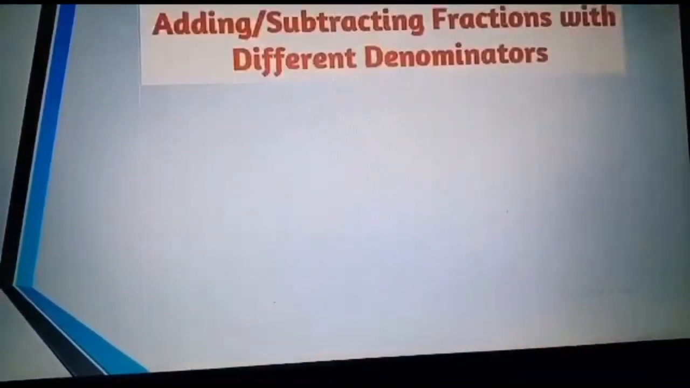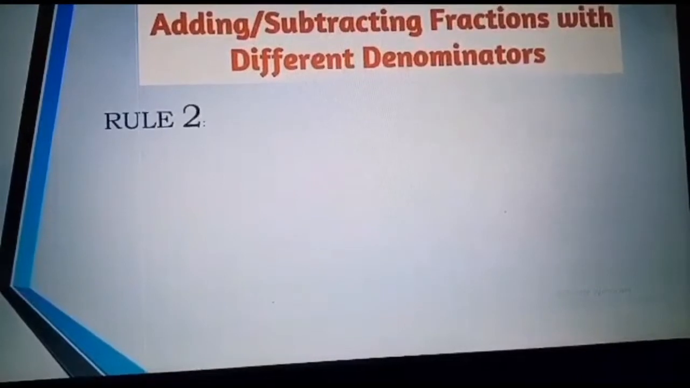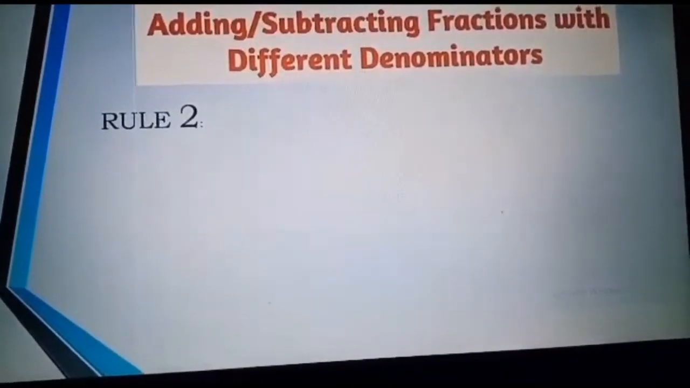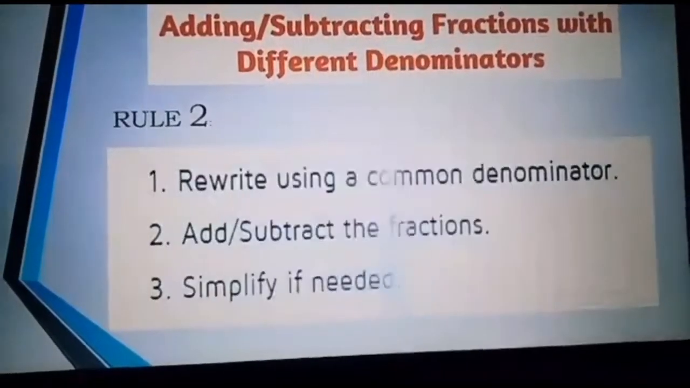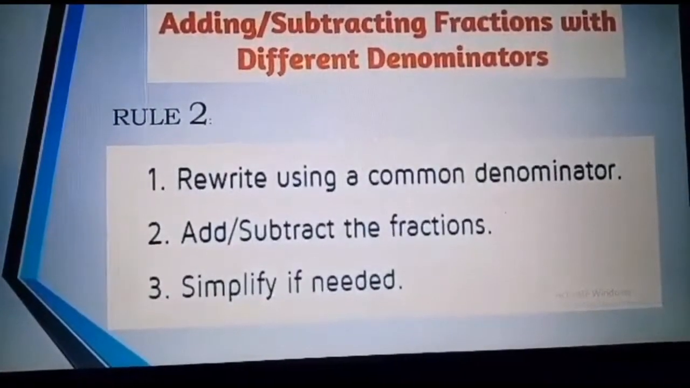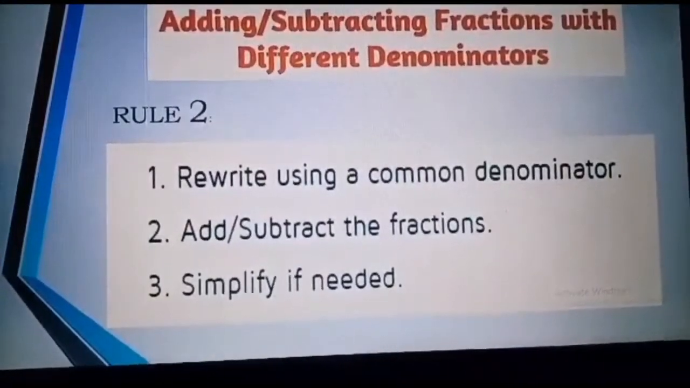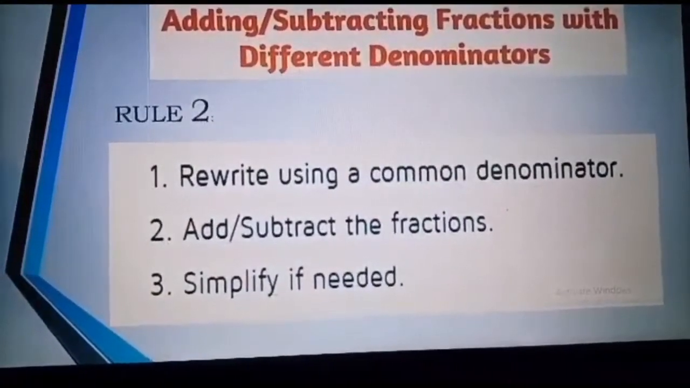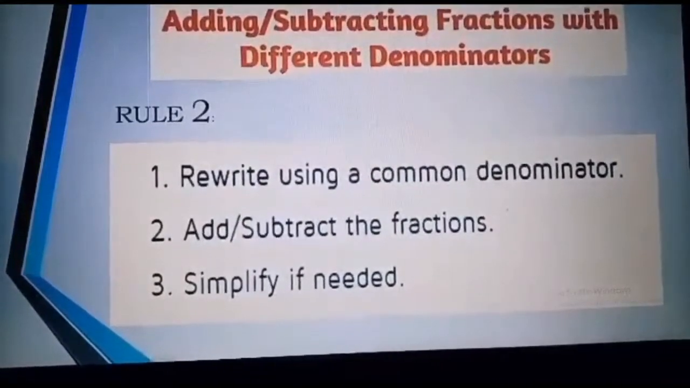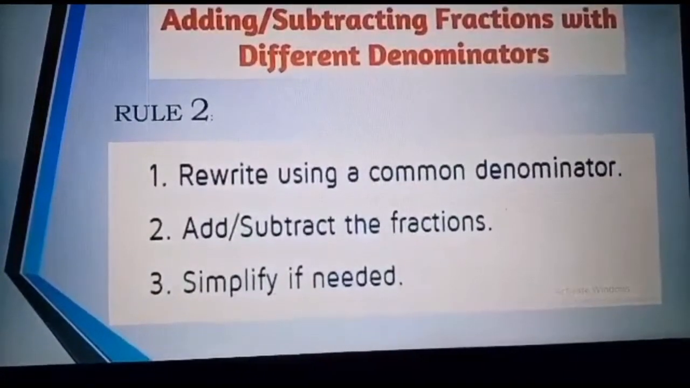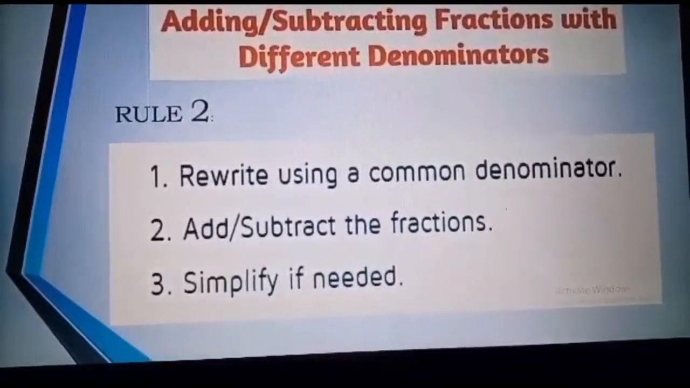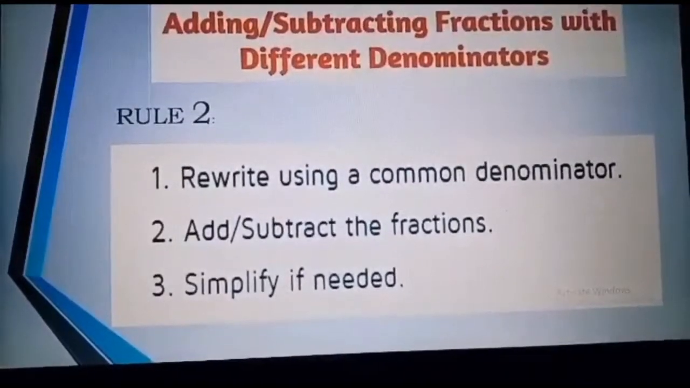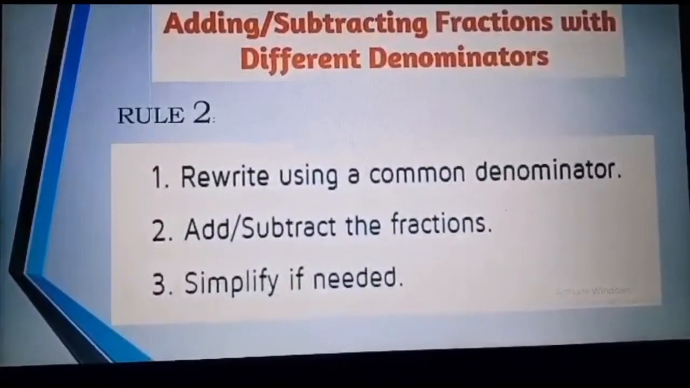Let me move to addition and subtraction with different denominators. We have already seen in the previous slide that the denominators were the same, but in this slide the denominators are different. Suppose the denominators are different, how can we add or subtract? First of all we have to take the LCM and make the denominators the same, then we can add or subtract. I am going to solve some problems on the board. Let us move to the board.